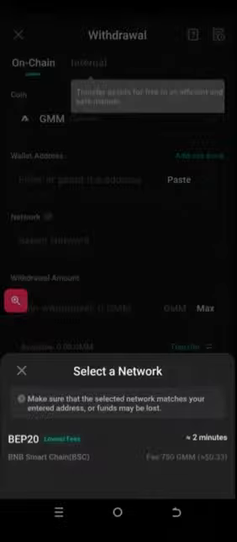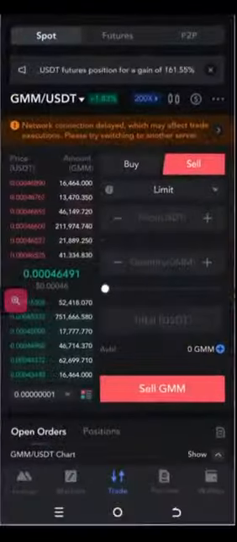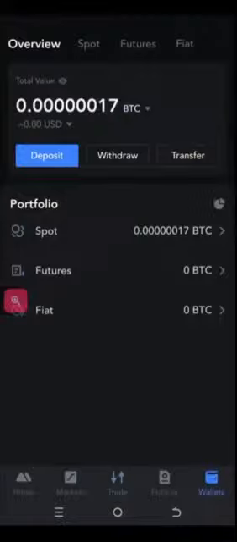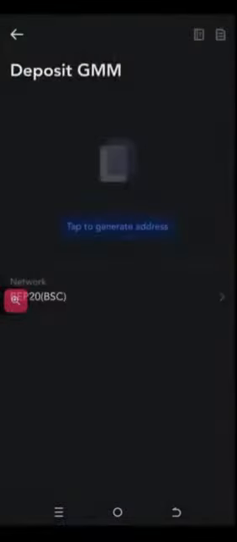So let's go see whether this is going to be profitable. Okay, so it's 33 cents. Let's go ahead and see whether we can deposit it into MEXC. It has to be the same network. Okay, let's go ahead and deposit it. Okay, GMM, is it BEP20? Yes, it's BEP20, which is good.